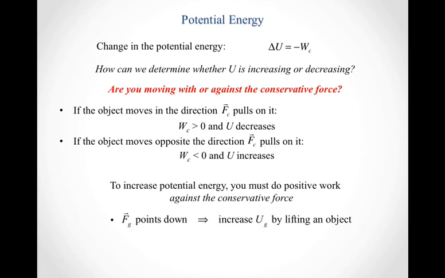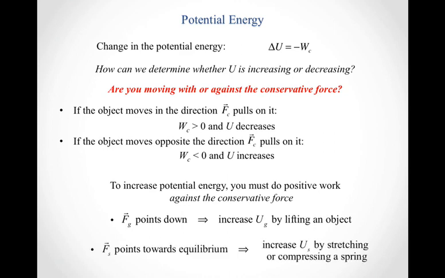In terms of thinking about our two conservative forces, well, we know that the gravitational force points down. So to move against the gravitational force means your object needs to go up. So you increase the gravitational potential energy by lifting an object. If you drop an object, well, now it moves with the gravitational force. Both of those point down, and you would decrease the gravitational potential energy.